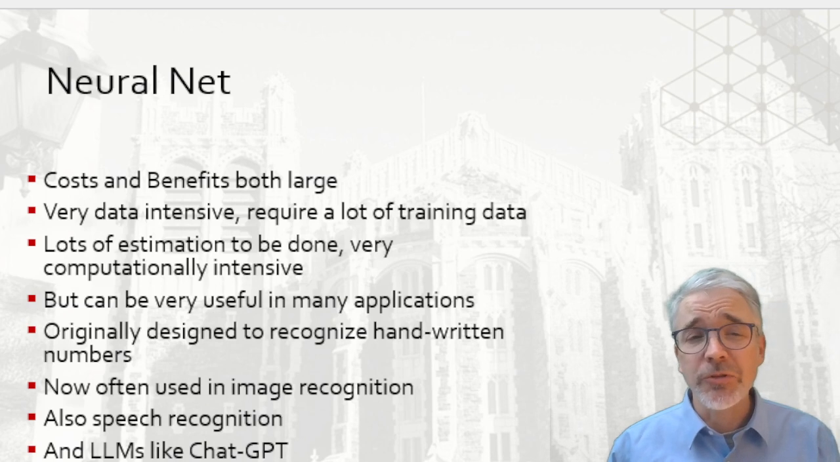The models were originally developed to recognize handwritten numbers. The U.S. Post Office wanted machines to be able to read the zip code on letters instead of having the job done by humans. But the range of applications has grown much wider since then.